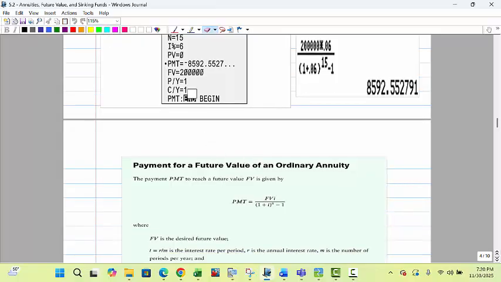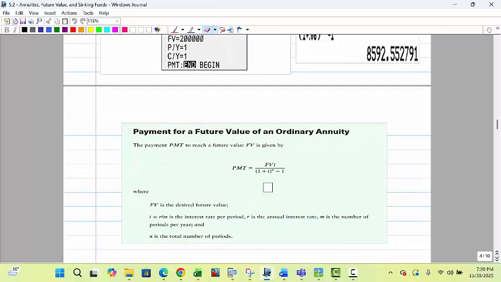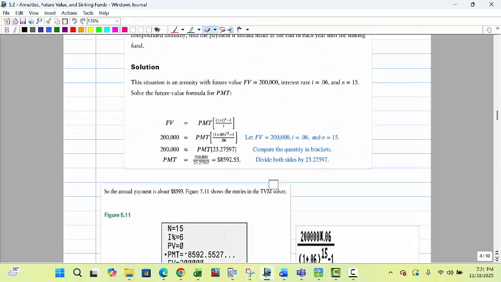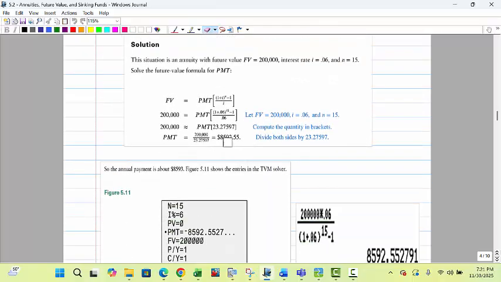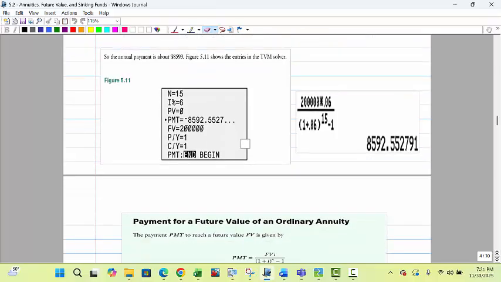We also can do it in the TVM solver. It's just an algebraic representation of what the original formula was. So when the payment comes over, that numerator moves down, and then the future value ends up there. So it's just basically an algebraic rearranging of the original formula. So I wouldn't go through and do it the way they're doing it here. And this is the way I entered it in the calculator right here.